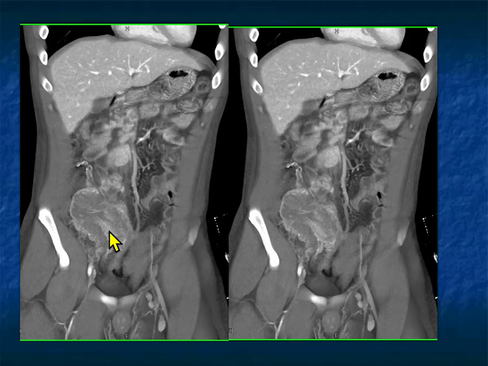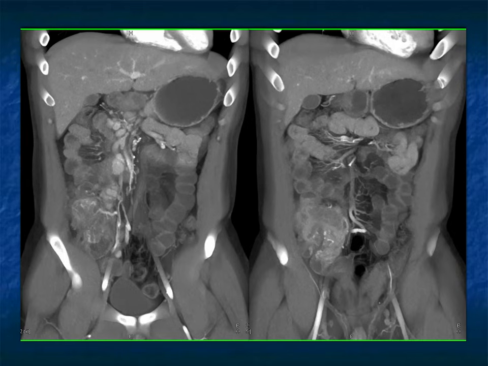This is not Crohn's disease. This is not an intussusception. This is not Meckel's. Meckel's wouldn't give you those enhancing nodes. So what are you dealing with?